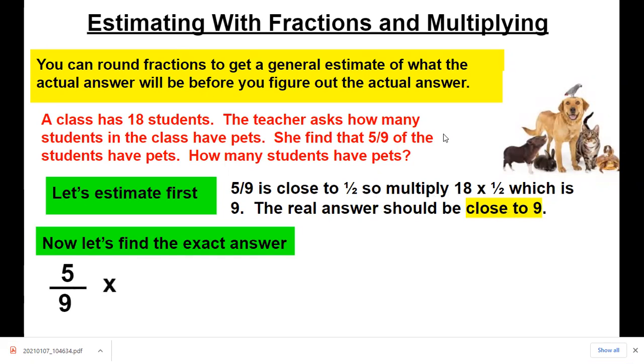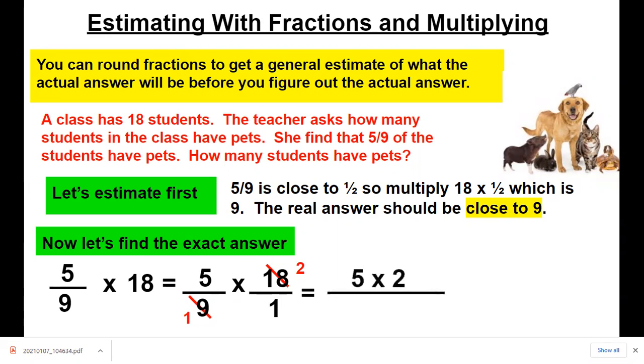5/9 times 18. Well, what do we have to do? Well, we have to rewrite 5/9 and put the 18 over 1. Now I see that I can cancel the 9 and the 18, so I'm going to do that. 9 goes into 18 twice, and 9 goes into itself once. I'm going to multiply across the top. 5 times 2 and across the bottom 1 times 1. So 5 times 2 is 10. 1 times 1 is 1. 10 over 1 is the same as 10. There is my actual answer.